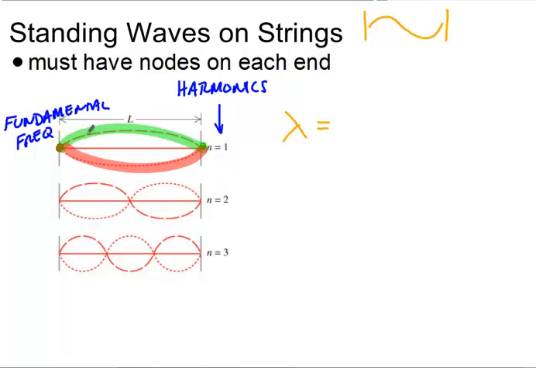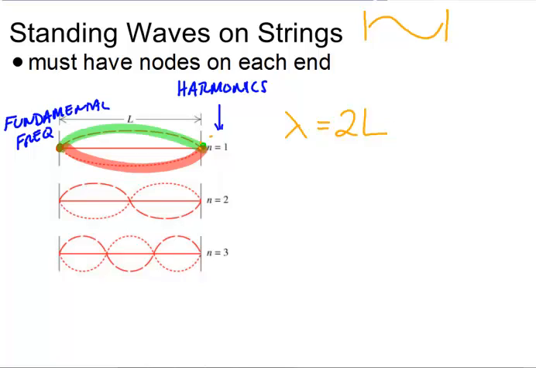So we would need a whole other length L to create a full wave, right? So the wavelength of this first wave is going to be twice the length of the string because we would need another L in order to make a full wave.